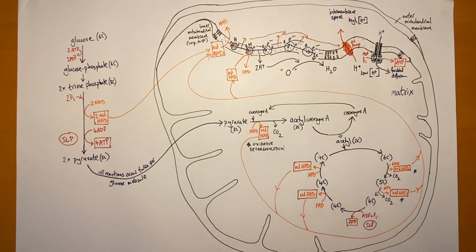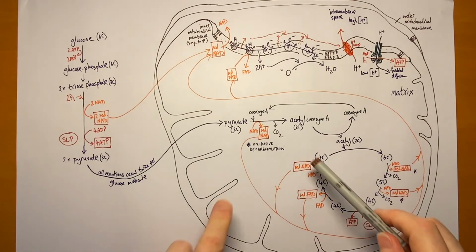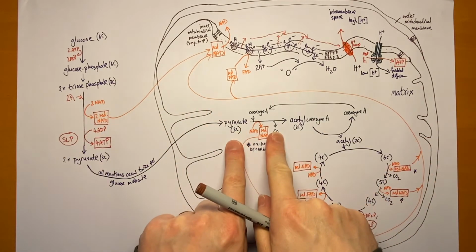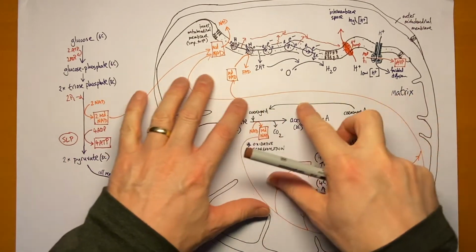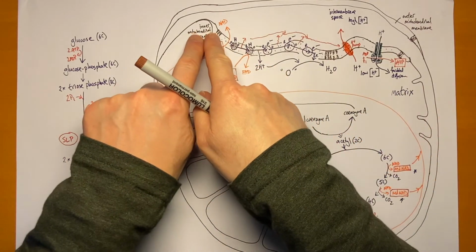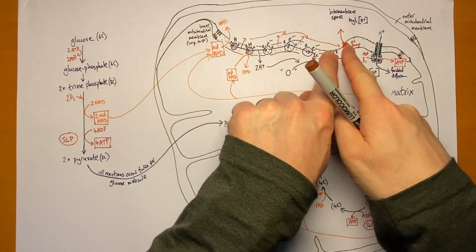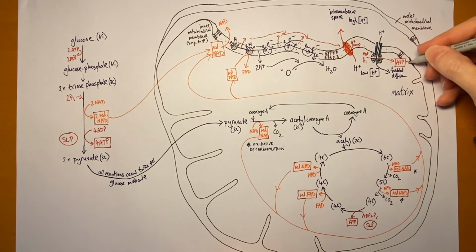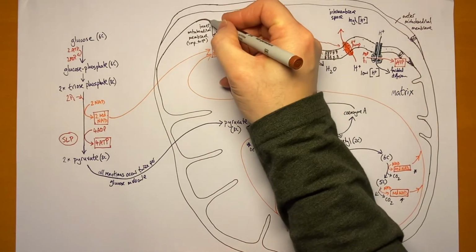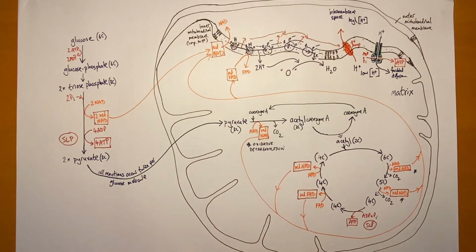So hopefully you get the idea that the link reaction and Krebs cycle are taking place in the matrix. So here we've got the matrix. And then oxidative phosphorylation is taking place on the inner mitochondrial membrane. It's a little bit messy, but that's where it is. And that is aerobic respiration.